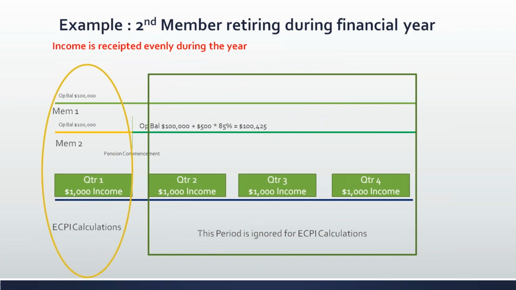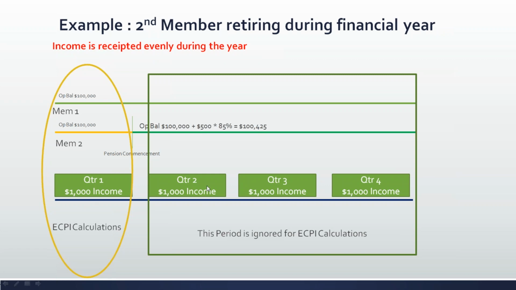Now, sometimes you have a member who's in pension phase, and the second member is either retiring during the year or has reached preservation age and is commencing a pension in that financial year. So we look at two different situations. This is the first situation, where income is received evenly during the year. So we'll see that this is the whole year.